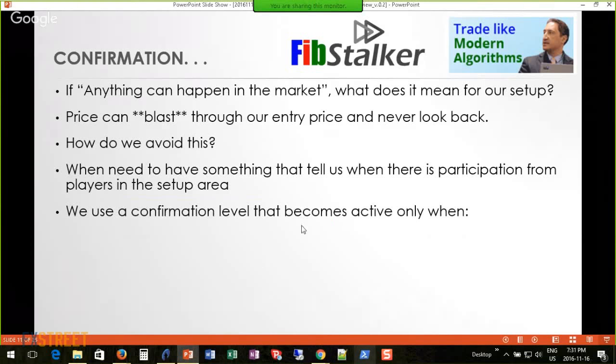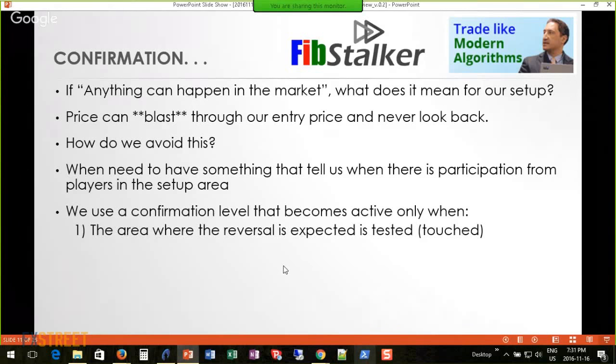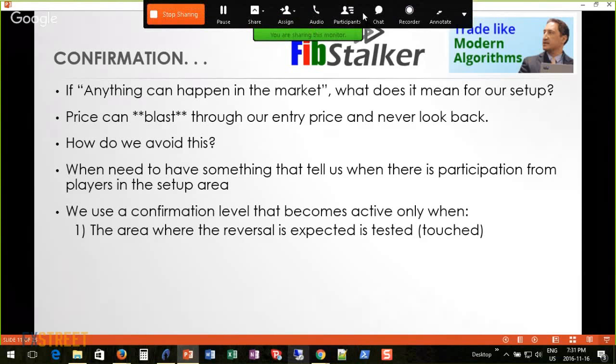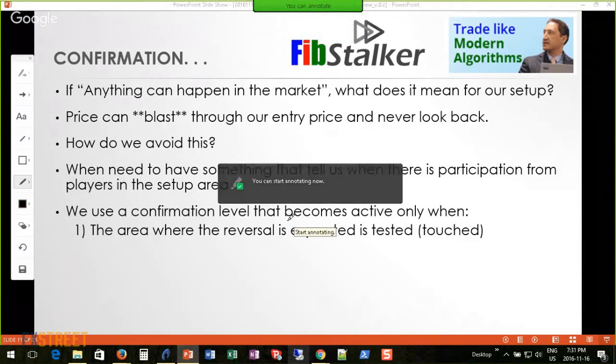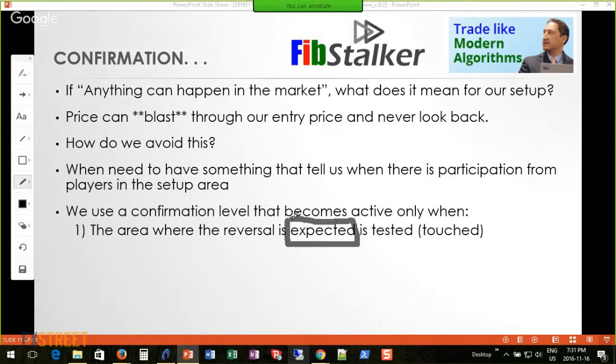And so that's where confirmation levels come handy. We use them only when the area where we anticipate a reversal is tested, is touched. And look at the use of words. Words are powerful, okay? And I wrote this and left it here on purpose, okay? So we should actually remove all our expectation we have on the market. We can only have positive anticipation, but we should not expect really anything from the market.